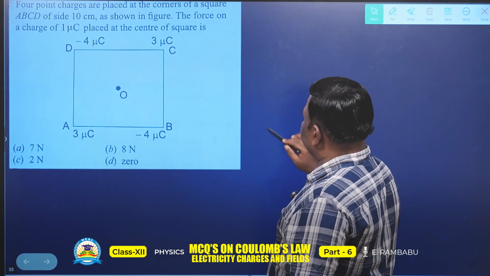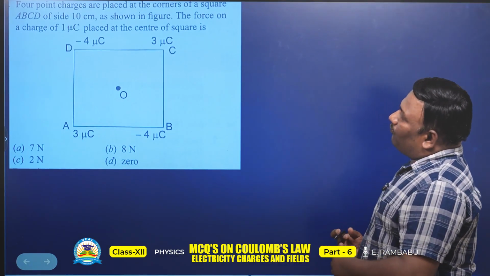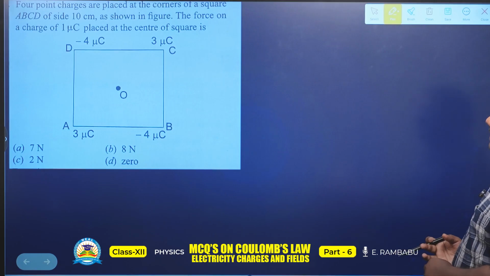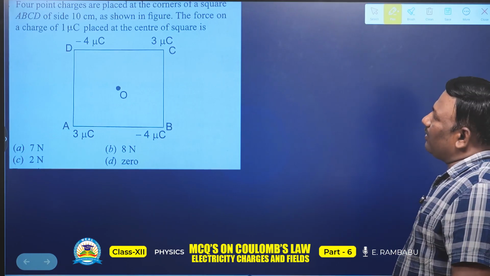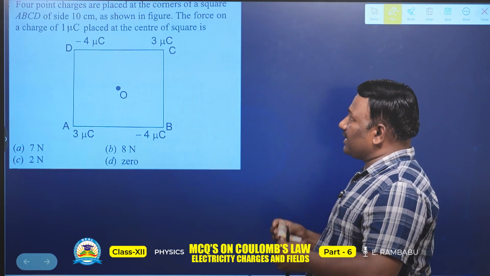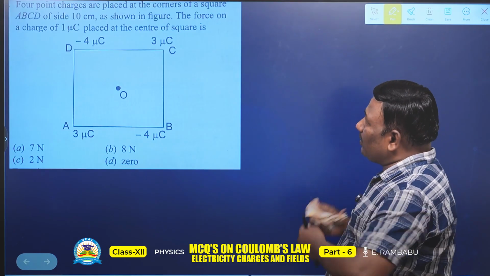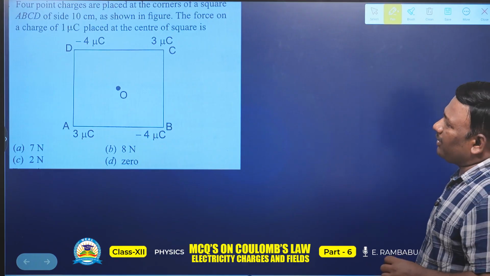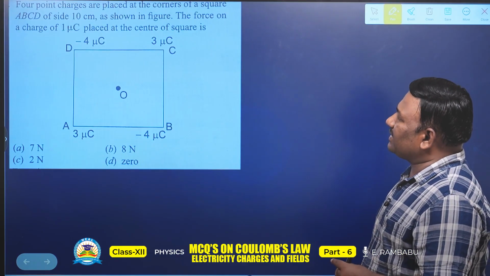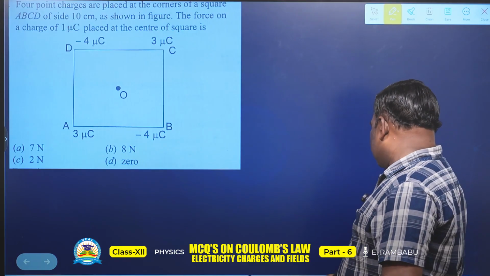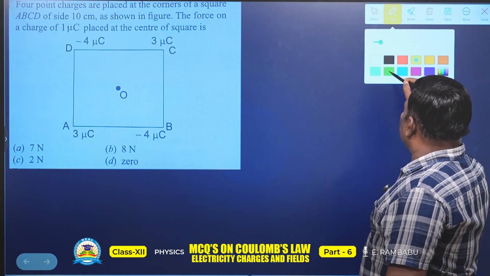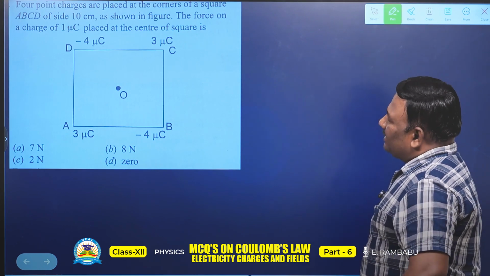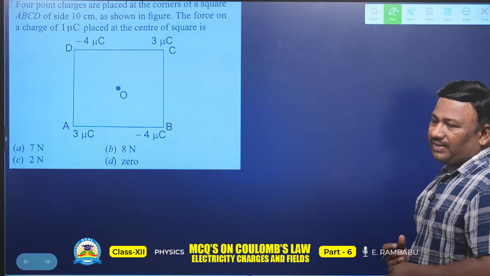See here, 4 point charges are placed at the corners of a square ABCD of side 10 centimeters as shown in the figure. The force on a charge of 1 microcoulomb placed at the center of the square is. So here, whenever this type of charges are given, these model questions are very easy.